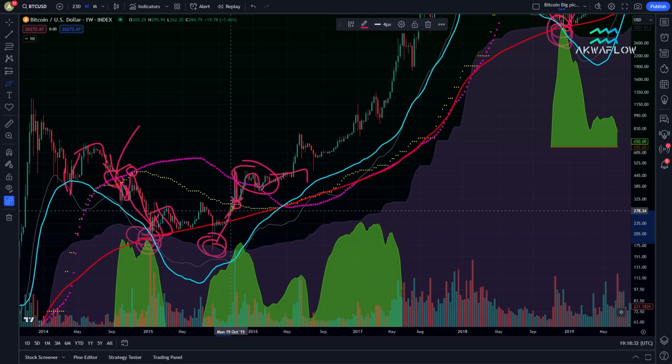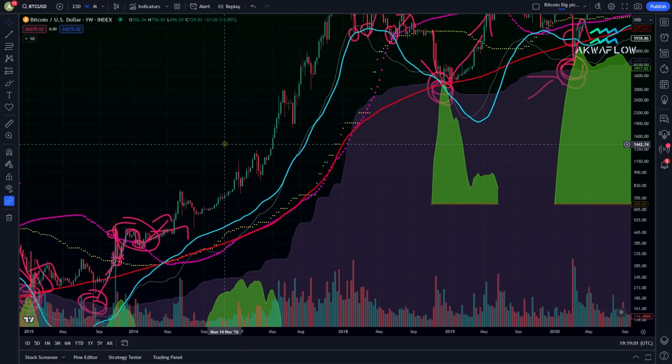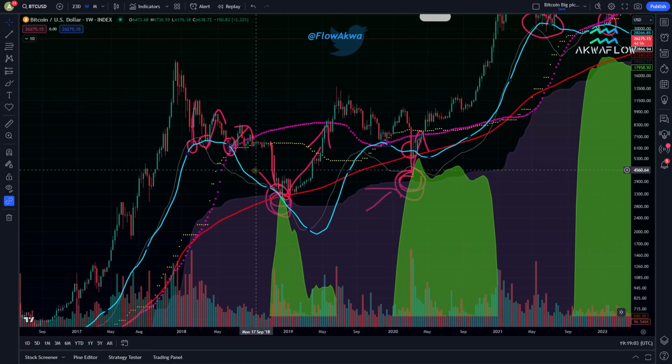Then we went up, we retested the line, we got a rejection, we went to the yellow line, right? And we went back up, but this time above the dots of the purple line, and we came back up to test it as a support before going into an official bull market. Now let's see what happened in the future.